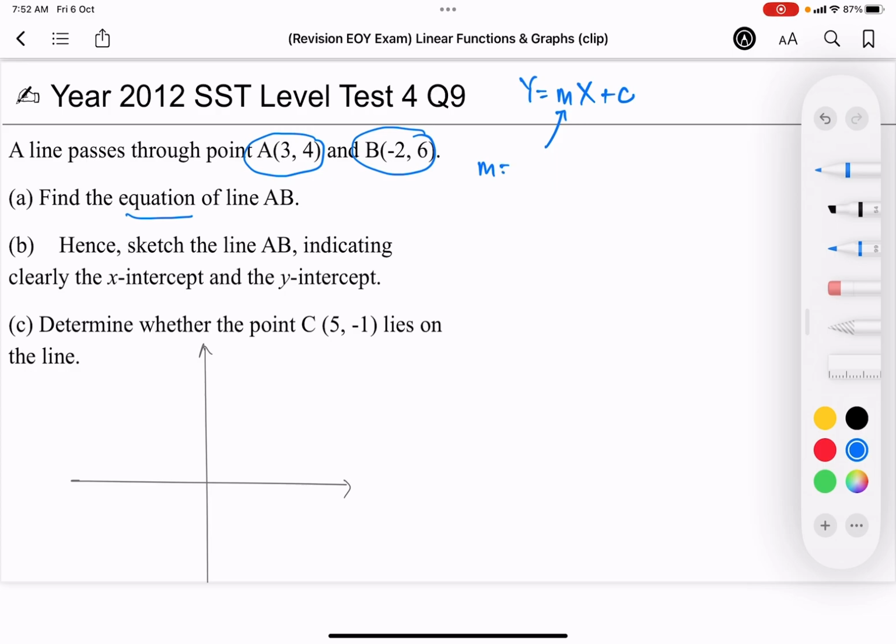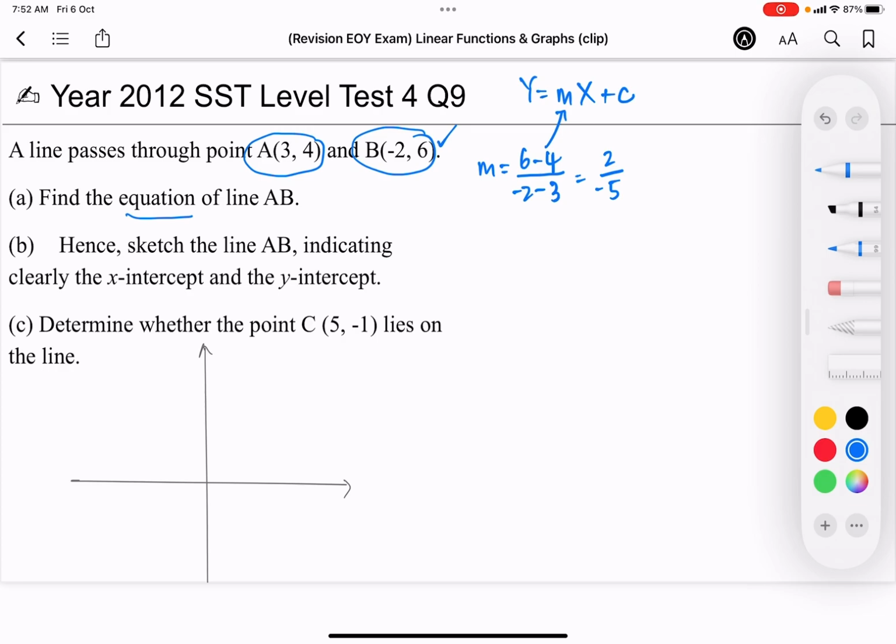which by applying the formula y1 minus y2, which here we take 6 minus 4, if we take this point as the first point, and then x1 minus x2. So now x1 is negative 2, and then minus our x2, which is 3 here. And the calculated value would be this. So in other words, our gradient in this case is negative 2/5.